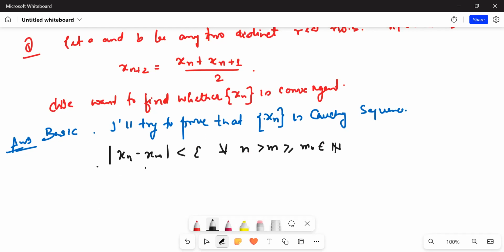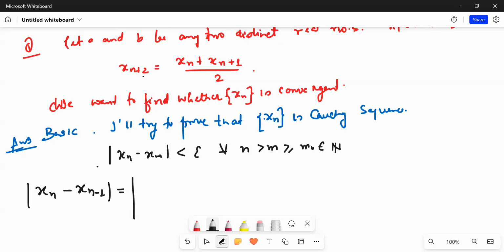So what am I going to do? Let us start with some easy thing. Instead of doing this, just think about how these differences are given. These are like x(n), then x(n plus 1) and x(n plus 2). So basically they are consecutive terms only. So what I'll do, I'll try to use this difference. Let us first find the modulus of x(n) minus x(n minus 1).